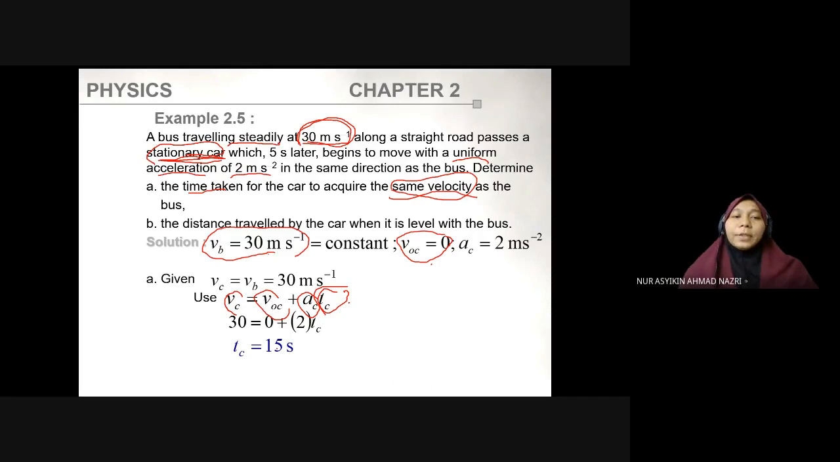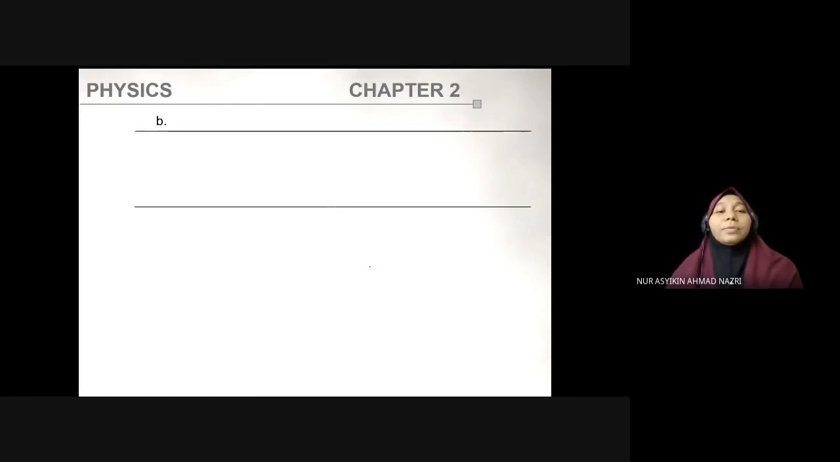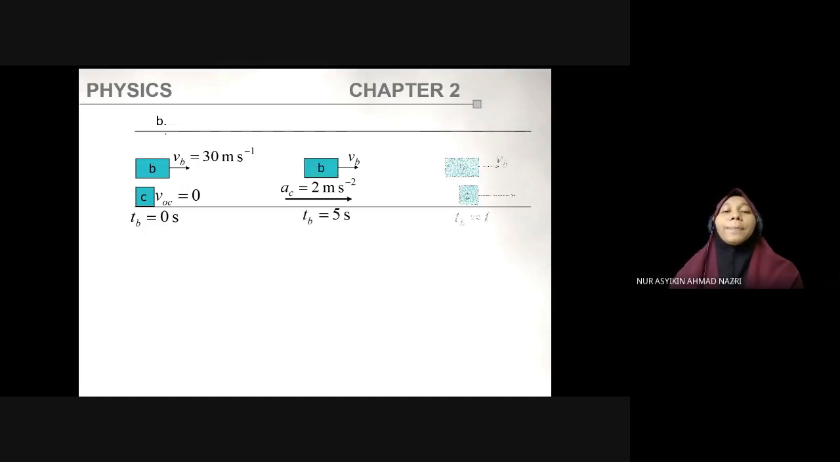Then it didn't draw. Okay, for the second one, the distance traveled by the car when it is level with the bus. Is this question challenging? The distance traveled by the car when it is level with the bus. I feel it's challenging, but I don't know if you find it easy. To remove that difficulty, to make things easier, we draw the case. We picture the problem so that we can see all the things on paper here.